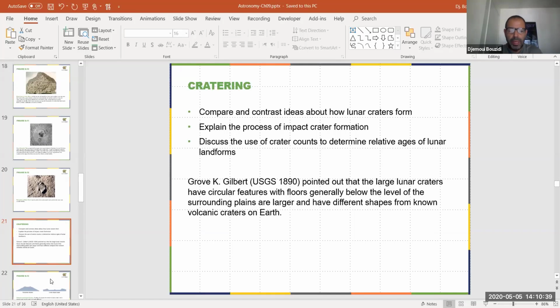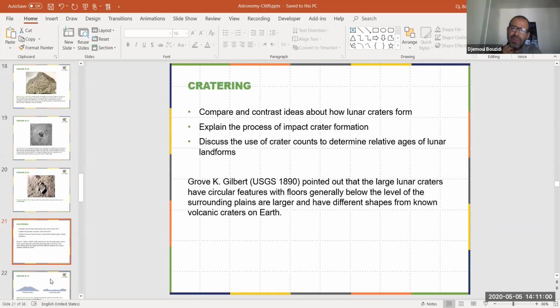This is basically the next section. The idea here is the following. When people, of course, were looking at those impacts on the moon, initially they thought that there must be some sort of volcanoes, because that's what volcanoes do on Earth. That's how they look.